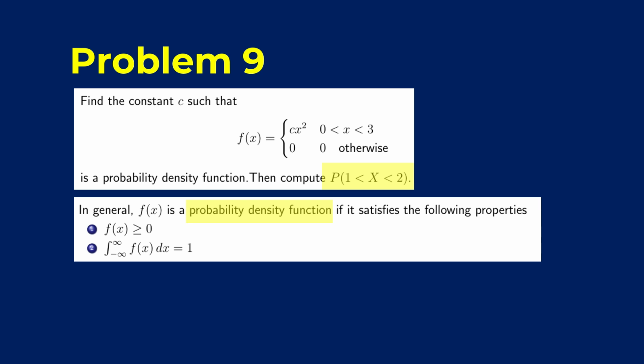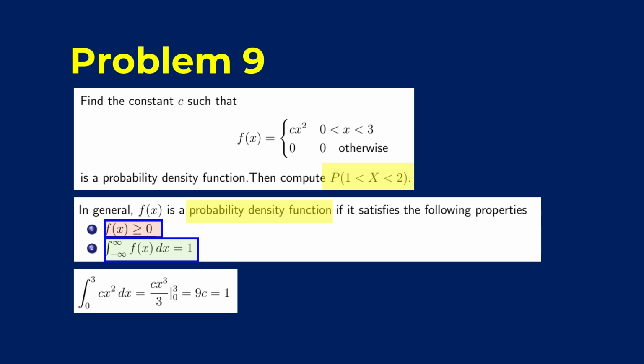There are two properties. The first one says that f of x is non-negative, and the second one says that the area under the curve is equal to 1. Since x squared is always positive, c should be greater than or equal to 0 to satisfy the first property. We can integrate the probability density function, which equals 9c, but from the second property we know that the area under the curve is equal to 1 for a PDF. This gives us the value of c, which is 1 by 9.